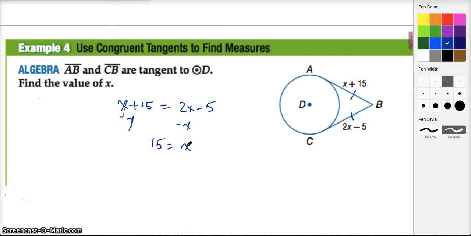15 is equal to x minus 5. Add 5 to both sides. We see that x is equal to 20. Not too bad. We've solved for x.